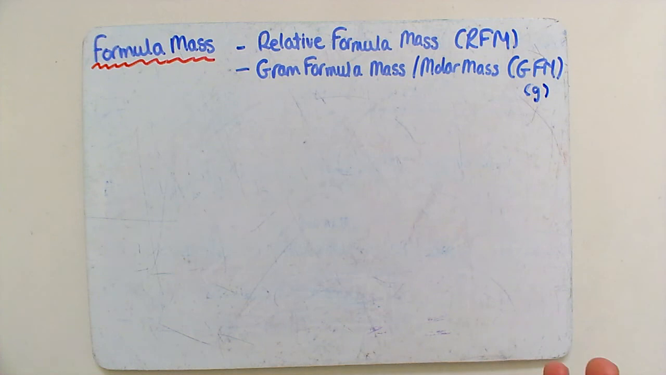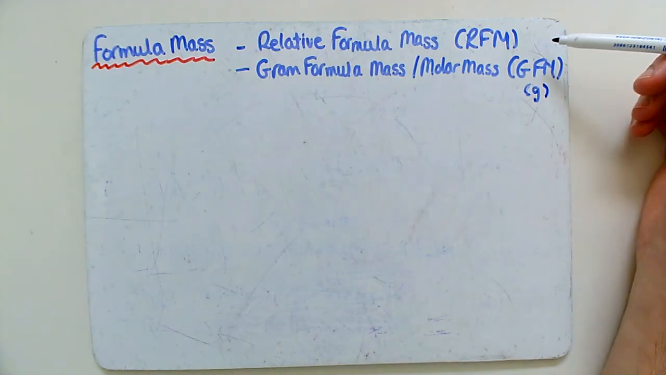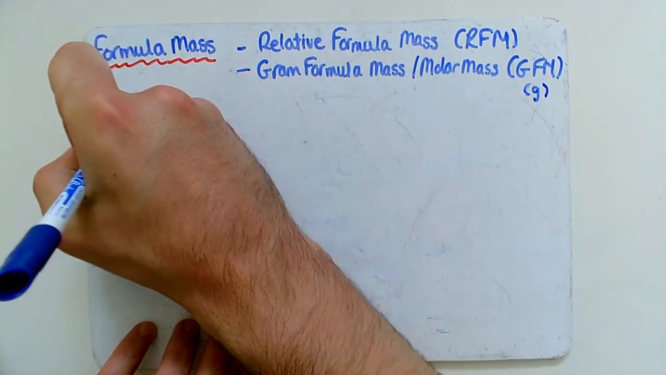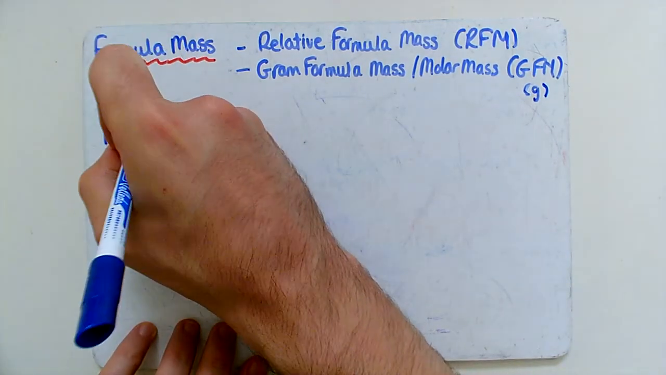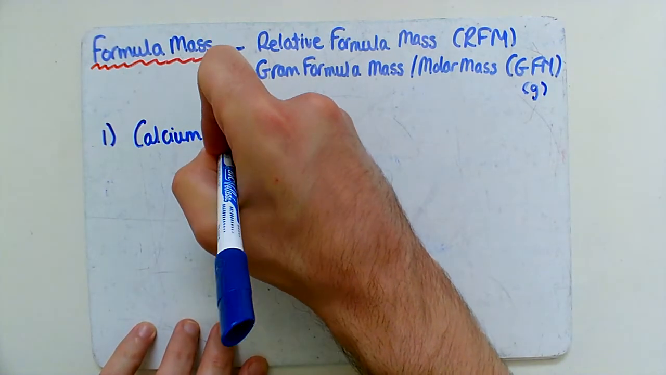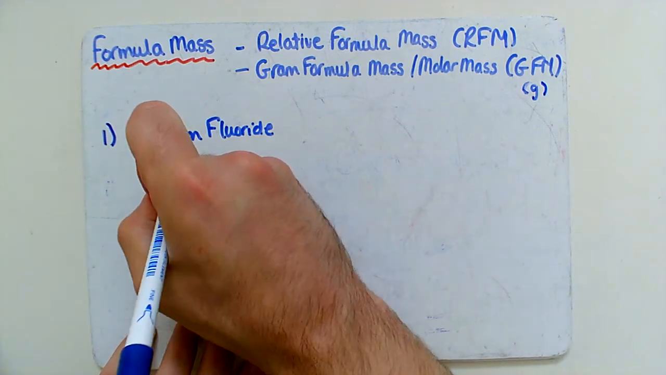Now, before we get into calculating this, we need to understand how to use chemical formula and what chemical formula represent. So we're going to do 3 examples, and we're going to show how to understand the formula, and then for each one, we're going to show you how to calculate the formula mass. So the first of the 3 chemicals is calcium fluoride, and it has the formula CaF2.